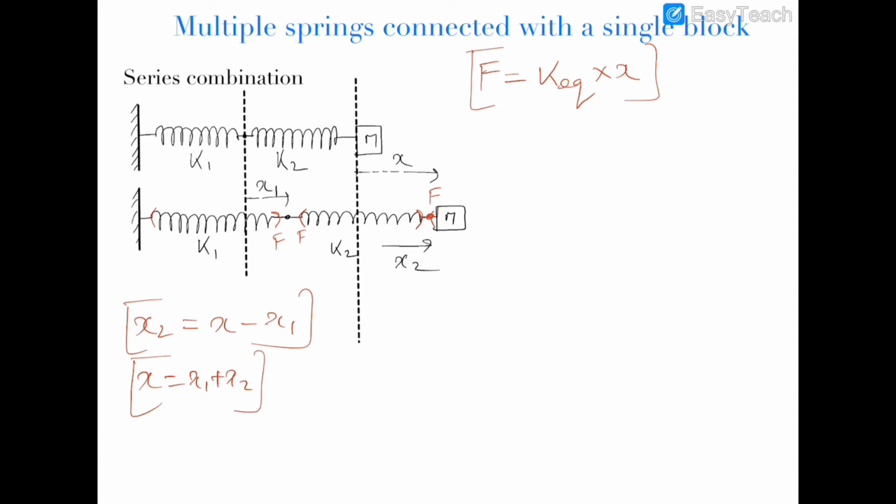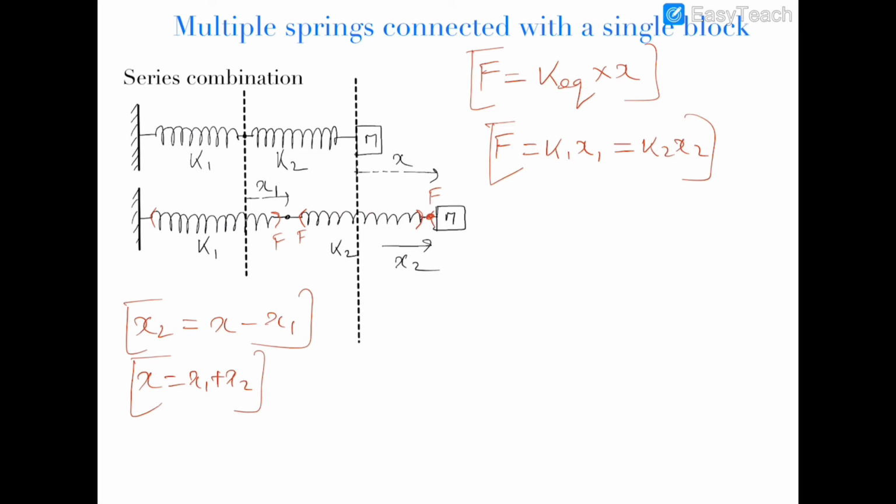Now the force which is developed in the first spring is K1 x1, and the force which is developed in the second spring is K2 x2. Now you will always understand that in the series combination of springs, when they are connected to each other, the force which is developed in the complete combination is equal to the force which is developed in each spring, which means that the tension force in the first spring and the tension force in the second spring is equal, and that is equal to the total force on the system.